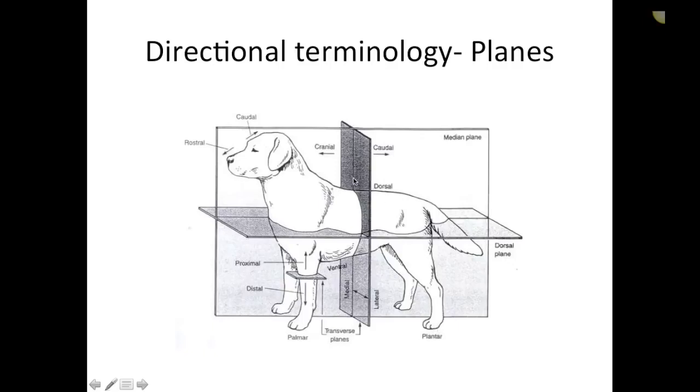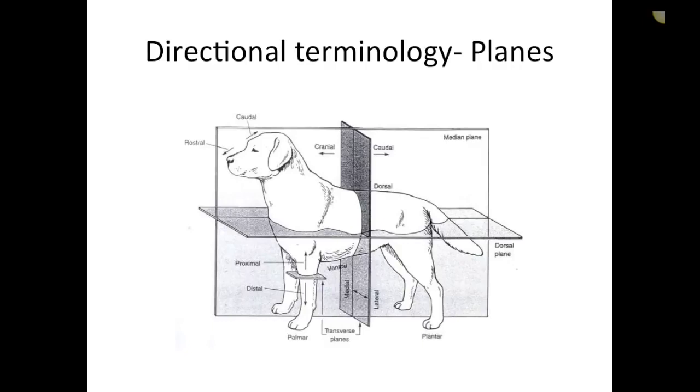So if there is a lesion here, let's say, I would refer to that as the cranial dorsal thorax on the left-hand side. So what I'm saying is that it's more toward the head on the thorax, so the chest, than it is the tail, and that it's more toward the dorsum than it is the ventral aspect. And it's the left-hand side, which is also really important.